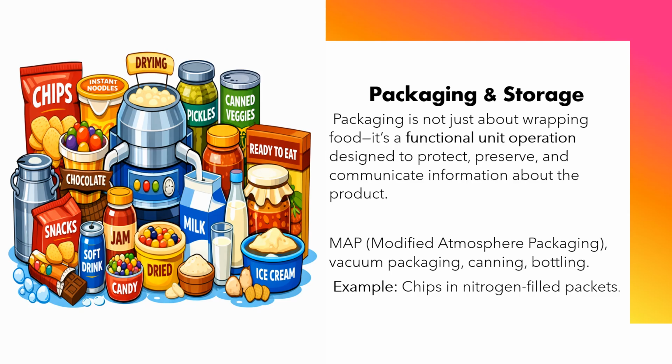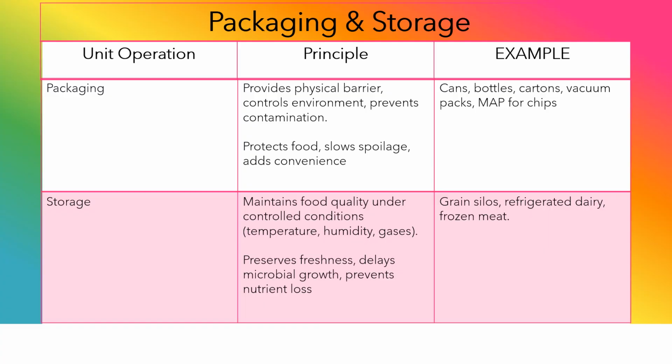The next one is packaging and storage. Packaging is not just about wrapping food, it's a functional unit operation designed to protect, preserve, and communicate information about the product. For example, chips in nitrogen filled packets. So, the principle for packaging is it provides a physical barrier, controls environment, and prevents contamination. It protects food, slows spoilage, and adds convenience. For example, cans, bottles, cartons, vacuum packs, etc.